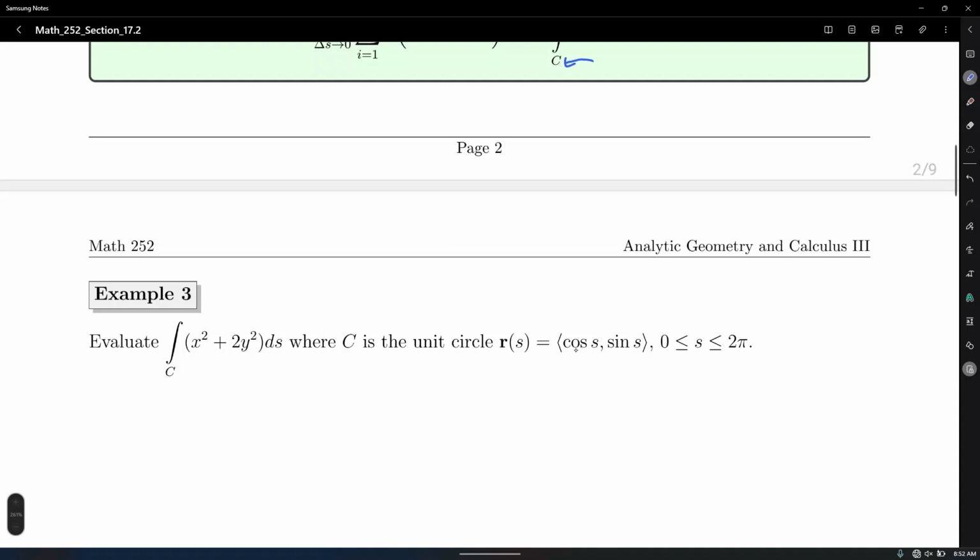I mean, look at this. Cosine s, sine s. Take the derivative, and its magnitude is going to be 1. I mean, just look at that. That's a unit circle, all right? From 0 to 2 pi.